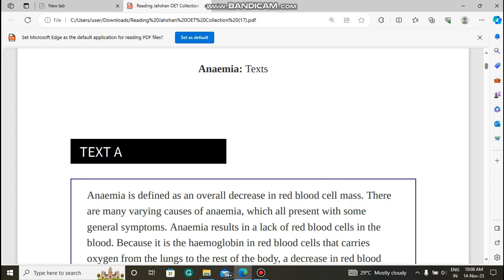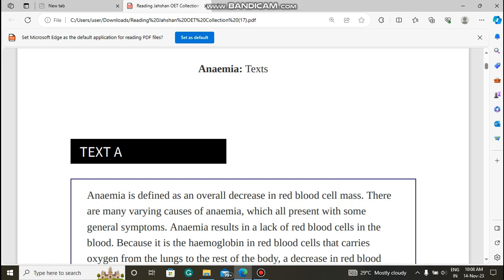So first, as soon as you get the question paper, you need to read the question heading. Here it is anemia. Thereafter you will have to read the subheadings if any. If there is no subheading being provided, you will have to read the first two lines so as to understand what is being described in that particular paragraph.